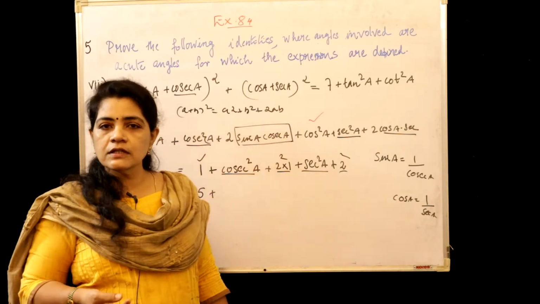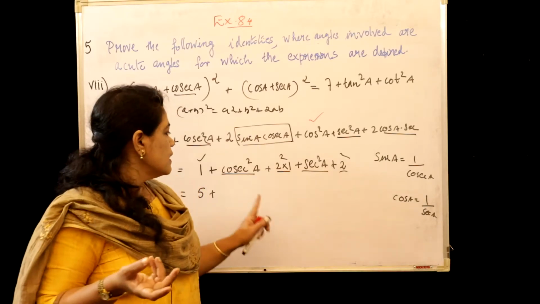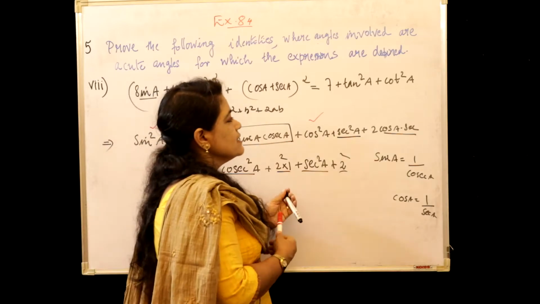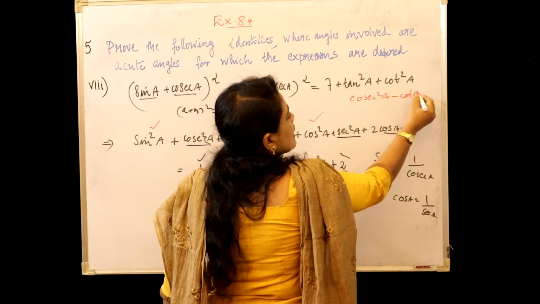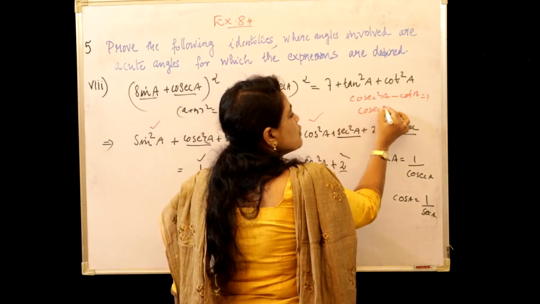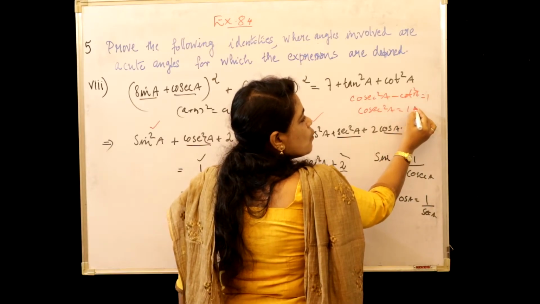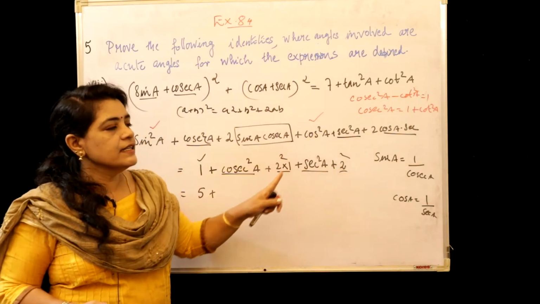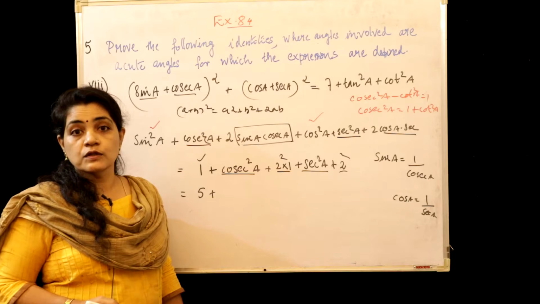So how can this be solved, children? We can further apply an identity. Which identity? The third identity, what is the third identity, children? That is cosec square A minus cot square A equal to 1. From this, if you take minus cot square A to the RHS, cosec square A is 1 plus cot square A. That identity we are applying over here, substituting cosec square as 1 plus cot square A.